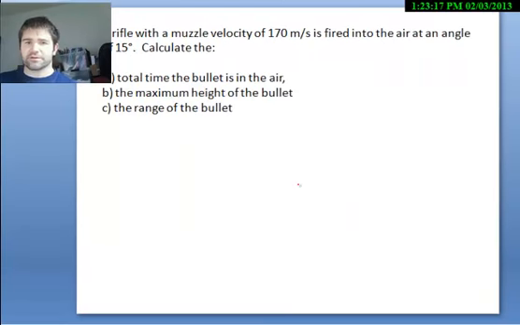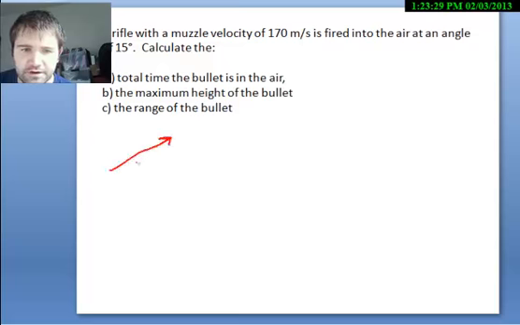Okay, so now we go with one that's just a little bit harder. Now we take a rifle that's shot at an angle. A rifle with a muzzle velocity of 170 meters per second is fired into the air at an angle of 15 degrees. Now I draw this triangle out. It says calculate the total time the bullet is in the air, the maximum height of the bullet, and the range of the bullet. In other words, how far it goes.